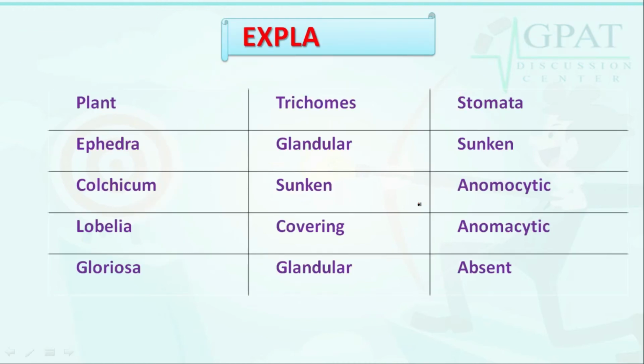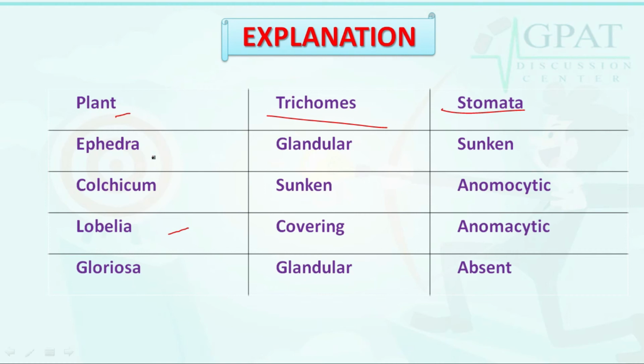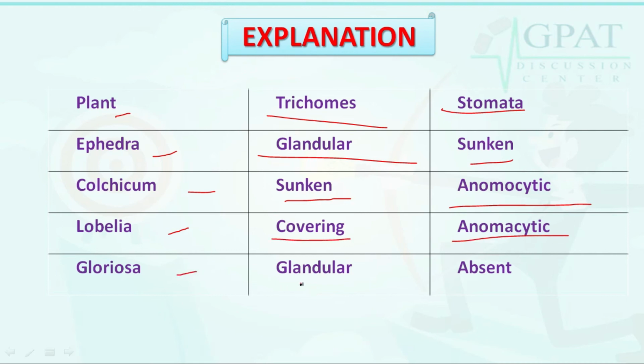Let's discuss with the help of explanation. Here we have given plant names, the trichomes and stomata. In Ephedra there are glandular trichomes and sunken stomata, whereas in Colchicum there are sunken trichomes and anomocytic stomata. In Lobelia, covering trichomes and anomocytic stomata, and in Gloriosa glandular trichomes and stomata are absent. So it's all about this question. Students, just note down these short points, because sometimes questions may also come from these.